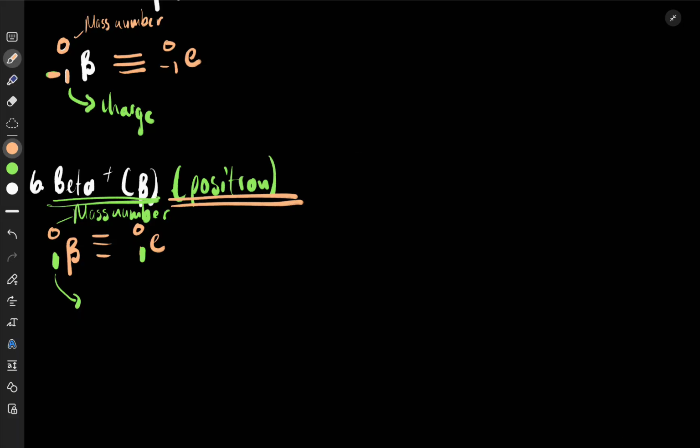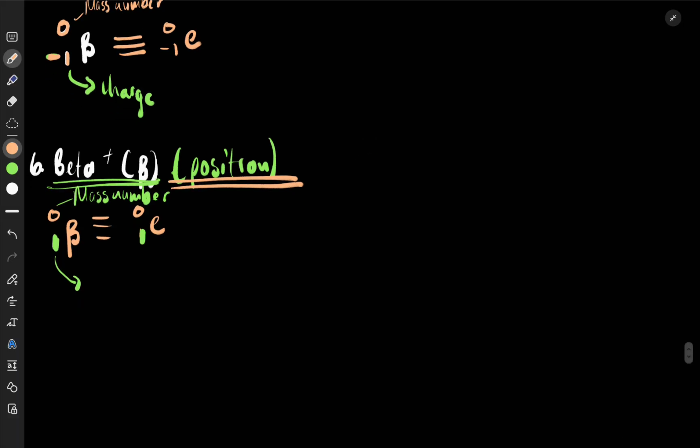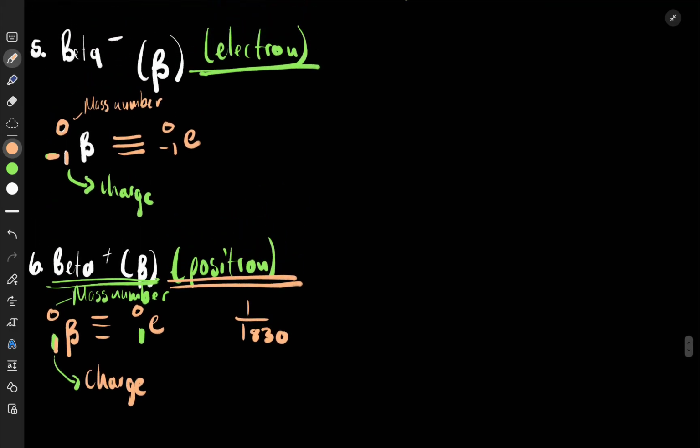At this stage, we call it a fundamental particle. It's just like a proton, but it doesn't have a proton in it. It's something that has a charge of 1, but a mass of zero. The mass is actually not 0. It's like 1 over 1830, like an electron. It's very small, with so many zeros, so we just ignore it and call it 0. A positron has the same mass as an electron.